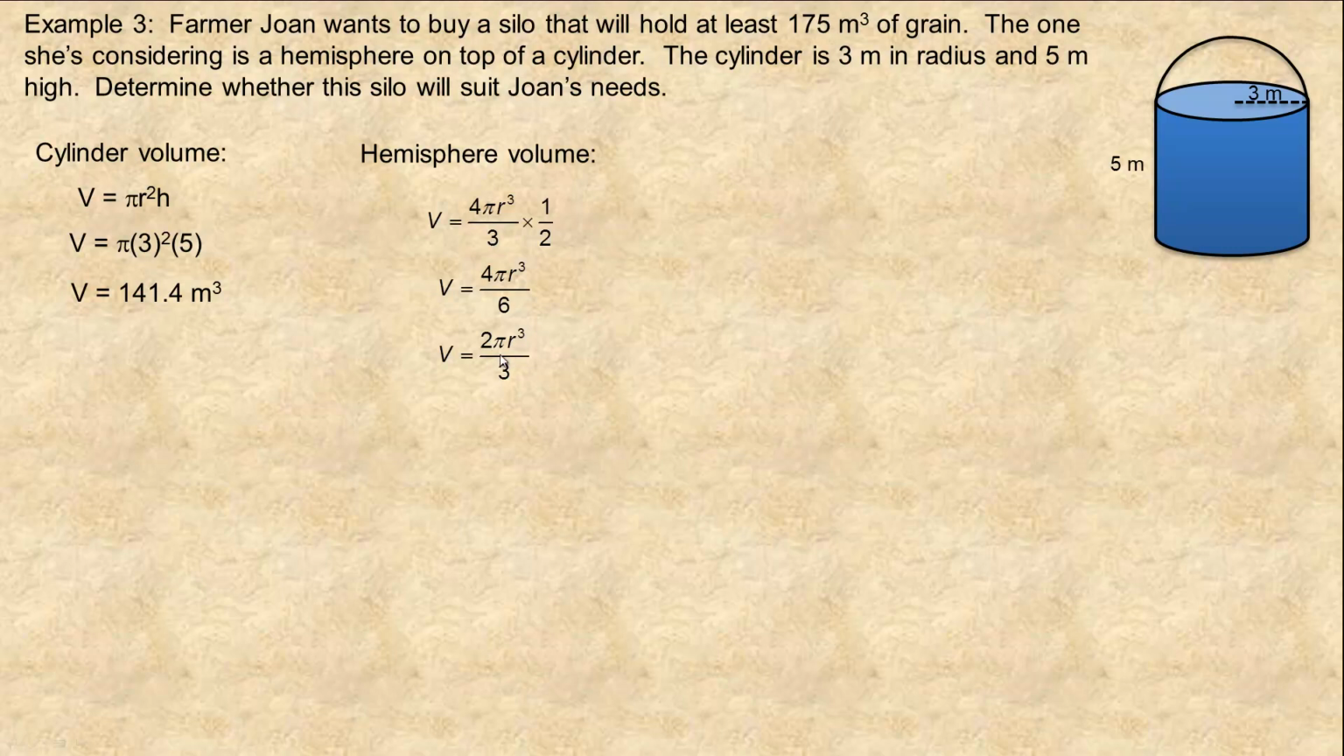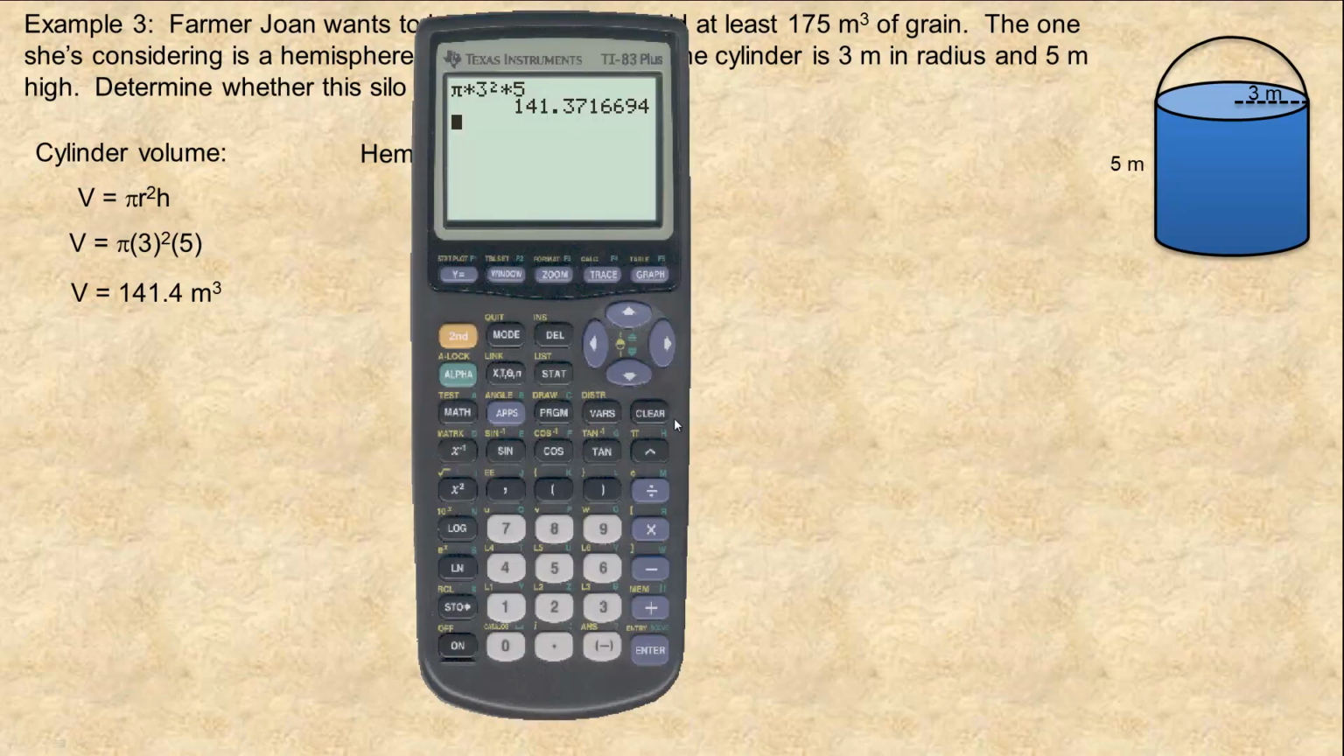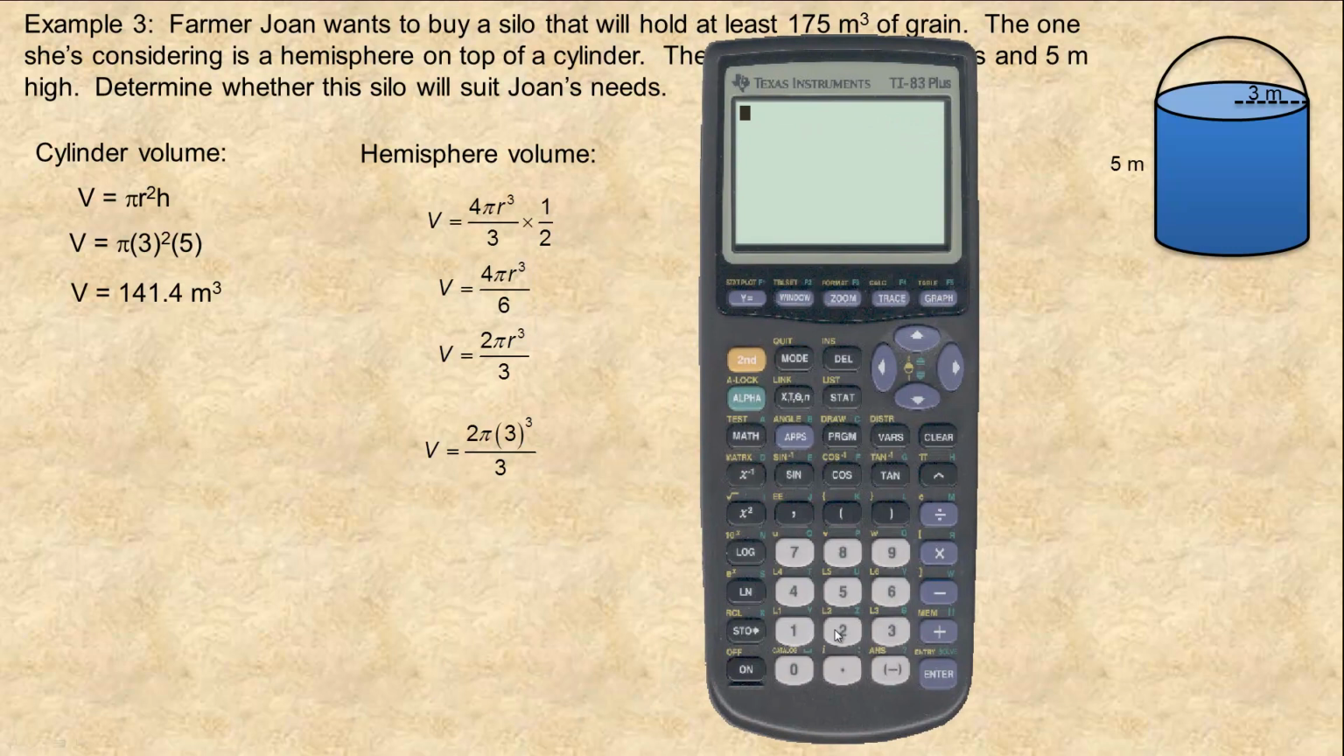So that's our formula. So we're going to put 3 meters in place of r. And so this is what the calculation will look like. So 2 pi times 3 cubed and then divided by 3.